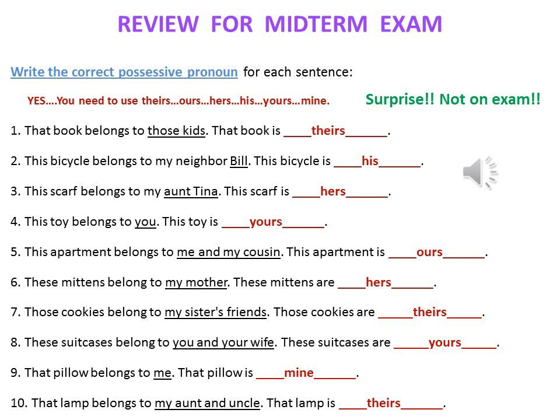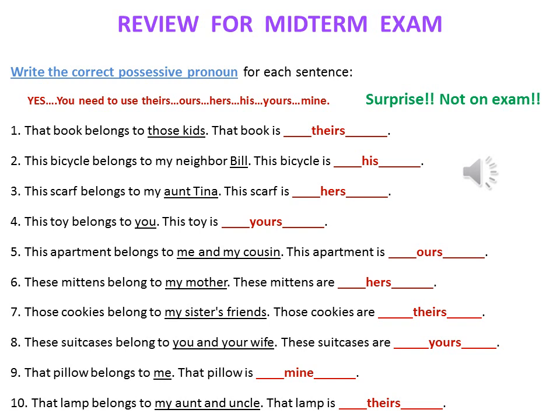Okay. That book is theirs. This bicycle is his. This scarf is hers. This toy is yours. Number 5. This apartment is ours. Number 6. These mittens are hers.